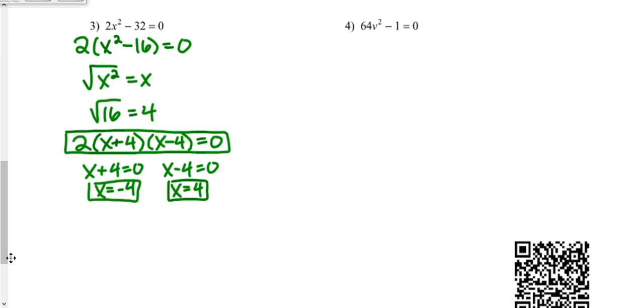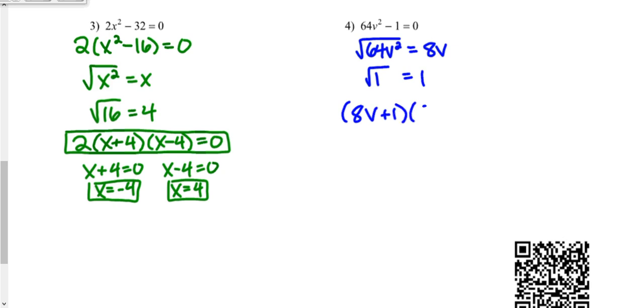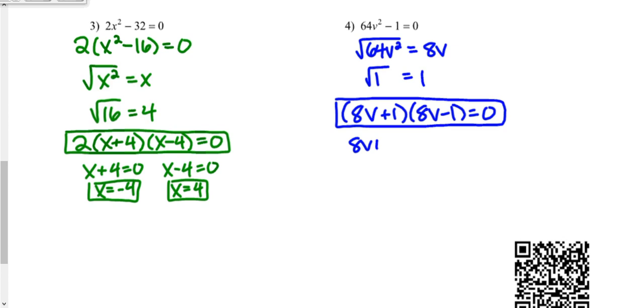All right, on number 4, I'm going to look for a common factor, but I don't see one. So I'm going to go into the factoring process because every time I look at these, I always go through those three things. Is this the difference of squares? So that square root would be 8b. Square root of 1 is just 1. So we're going to add them and subtract them. So that's the factored form. Set each of those equal to 0. And we're going to solve. So this would be b equals negative 1 over 8. And this is b equals 1 over 8.